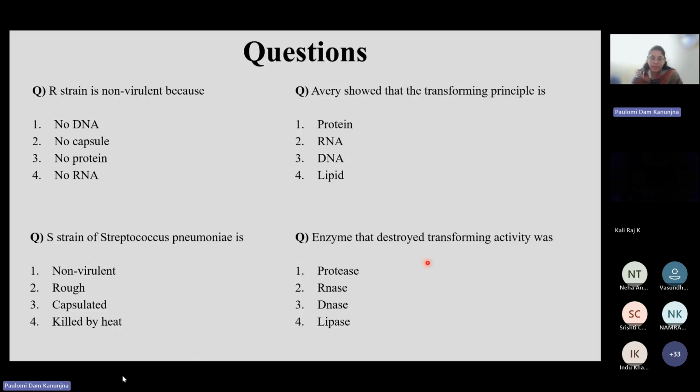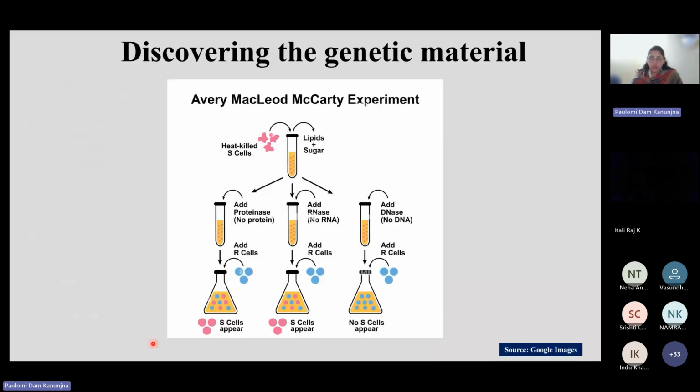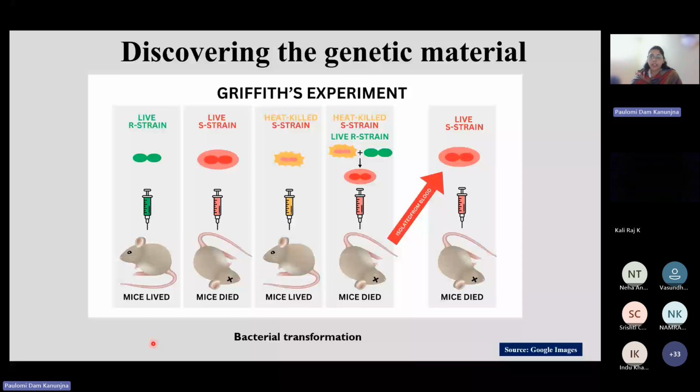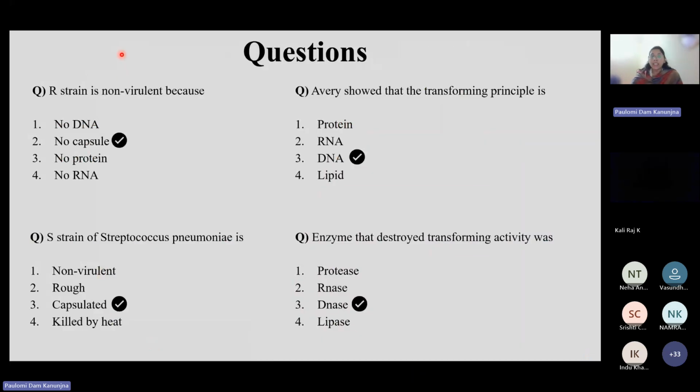Okay, so I'll give the answers. Most of you have gotten it right. Once again, the R strain, which is a rough strain, is non-virulent because of the absence of capsule, not DNA. Non-virulent means it is the native form, the way it is supposed to be. It is rough, it has no capsule. S is the S strain; the name S is because of the smoothness, and that's because of the capsule.